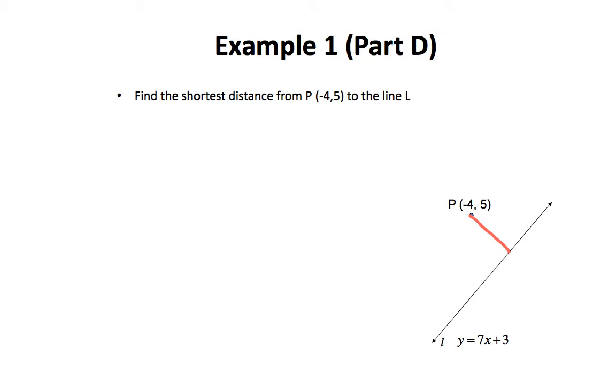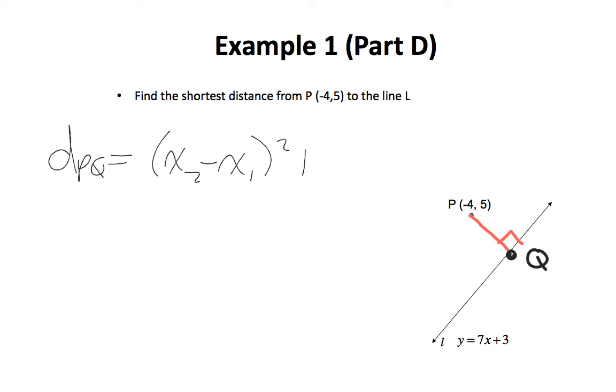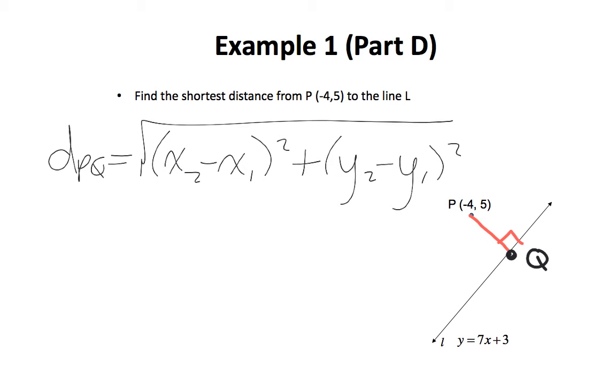Since we were given point P already, and we just figured out point Q, we can find the distance between these 2 points, or the length of this perpendicular line. We can do that by using the distance of a line segment equation. I'm going to use the subscript PQ. Don't forget point Q is 1 over 5 and 22 over 5.